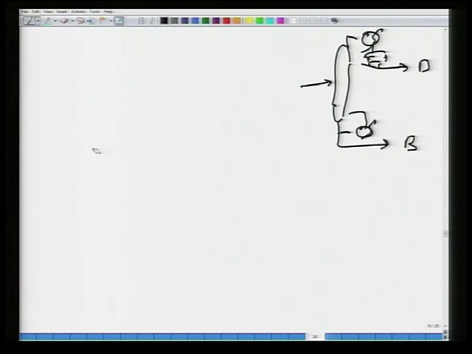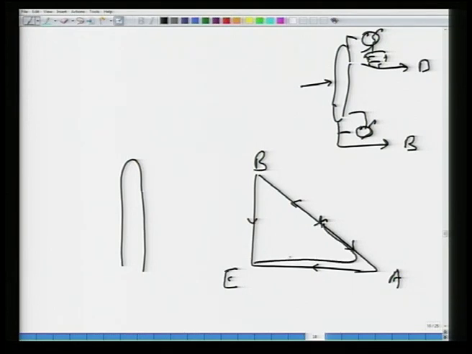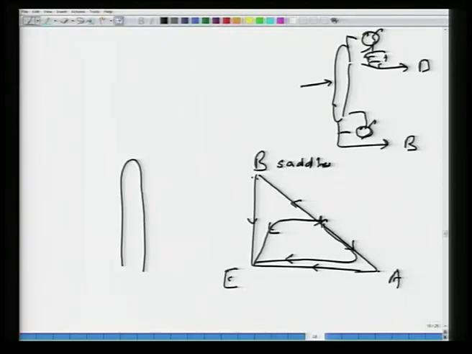Now in the extractive distillation business, if you look at your residue curve, A and B form an azeotrope. E is an entrainer which is heavy, which does not form an azeotrope with either A or B. Therefore, the residue curve map looks like this. Since both B and A vertices are saddles, in a simple configuration where you have a single feed, you cannot reach A, you cannot reach B.